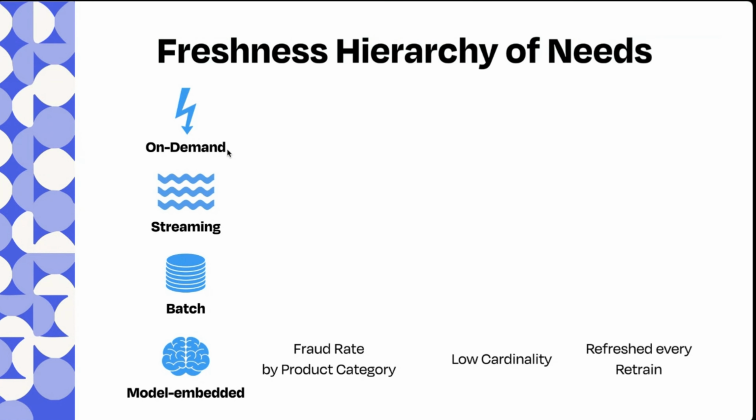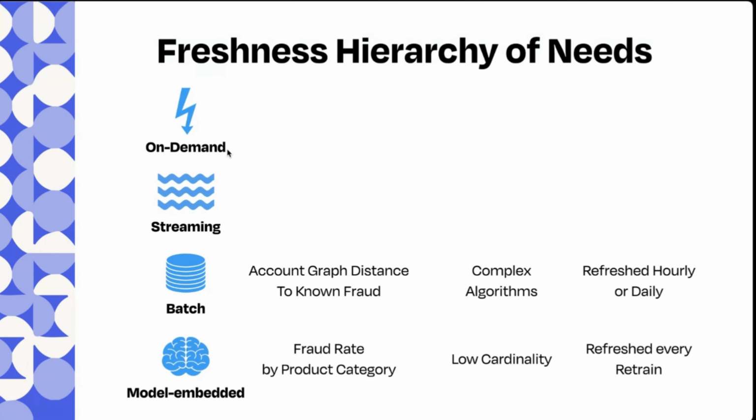The limitation, right, is that, like I said, low cardinality, as well as you're only going to get as fresh information as how often you retrain the model. So people tend to fairly quickly move on to using batch features. These allow you to have higher cardinality, but also to do things that are more complex and more sophisticated, things that require iterative algorithms, for example graph traversals. And these are fine if you're doing things that are refreshed maybe hourly or daily.